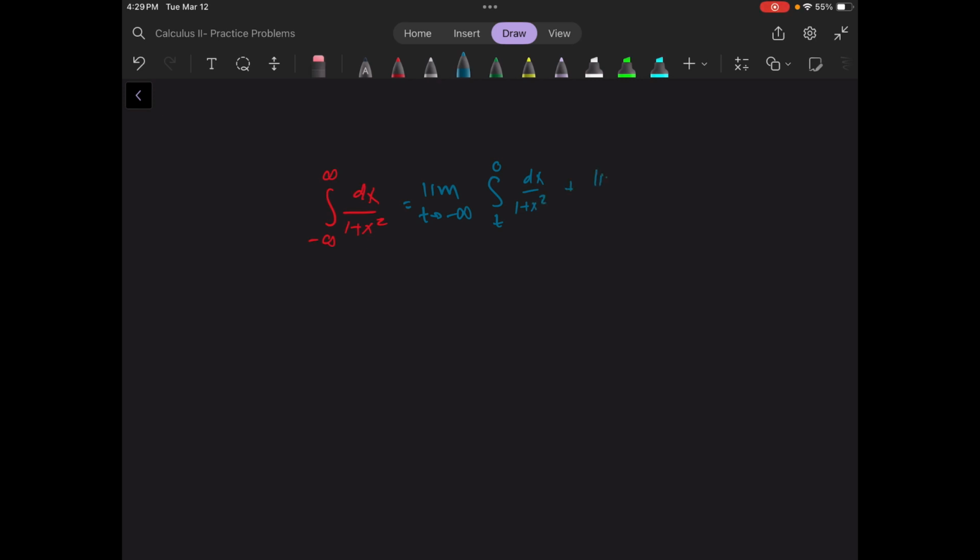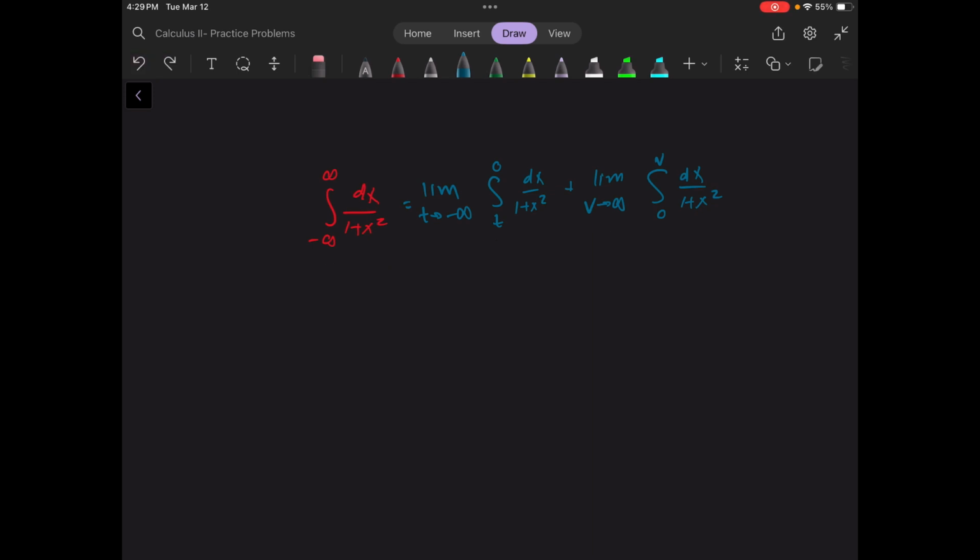Then I'm going to add the limit as t approaches positive infinity. Since we split it at 0, we're now going from 0 to, and let me change the t. Instead of calling it t, let's call it v, right? Just arbitrary variables of dx over 1 plus x squared. So this is now something valid, whereas this was invalid.